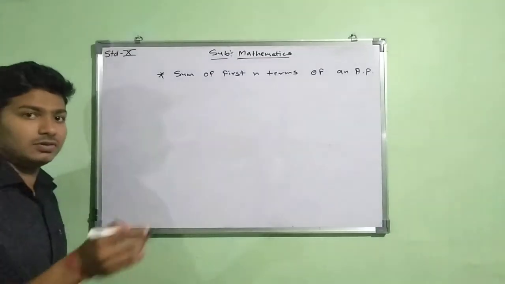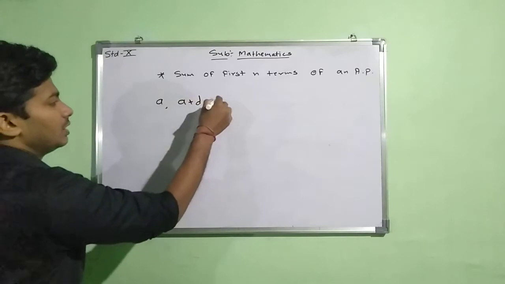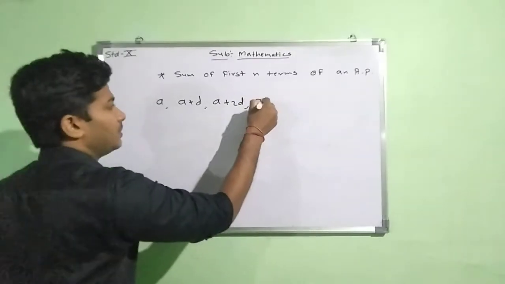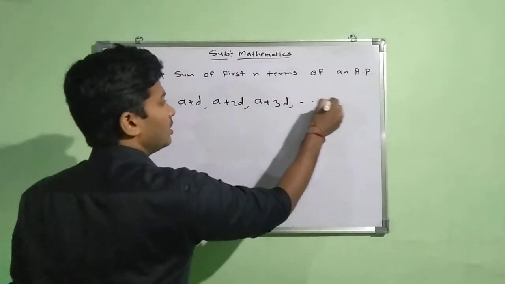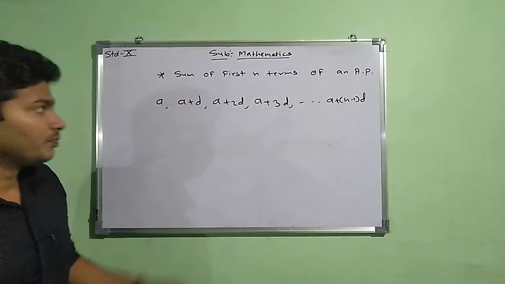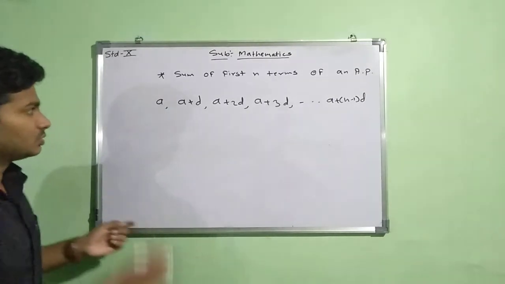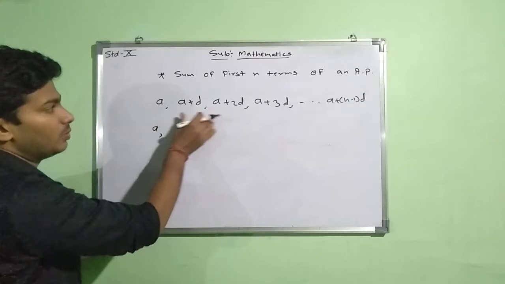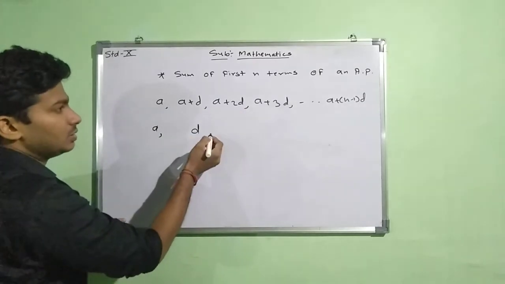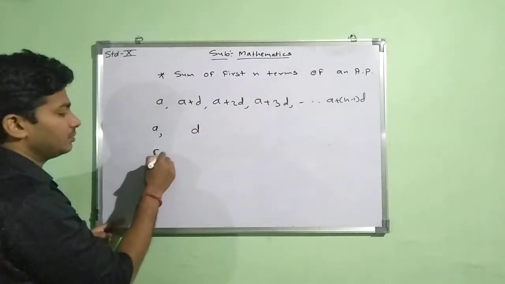Suppose we have an arithmetic progression which is a, a plus d, a plus 2d, a plus 3d, and up to a plus n minus 1 into d, that means the last term. As this is our arithmetic progression, the first term is a and the common difference is d. So we can find the sum of n terms.